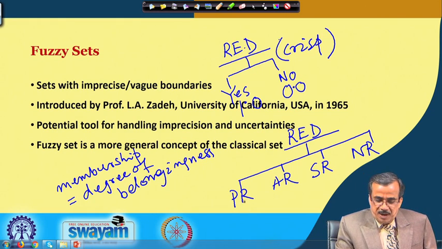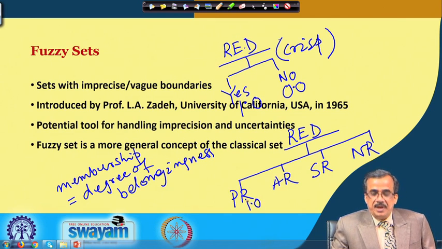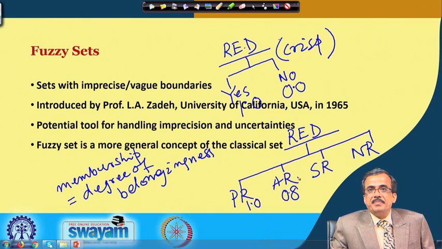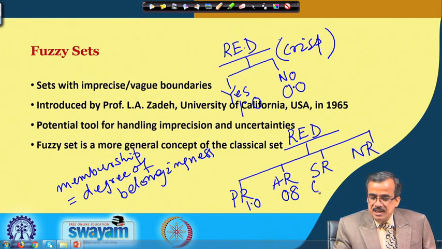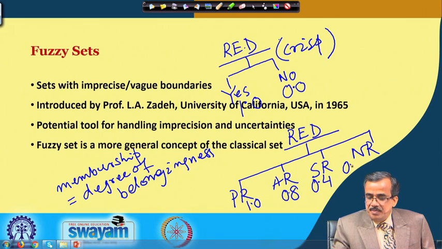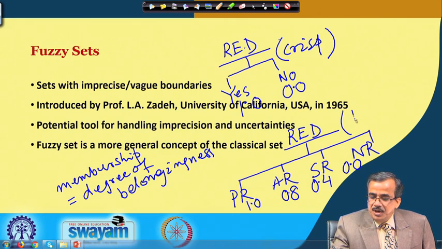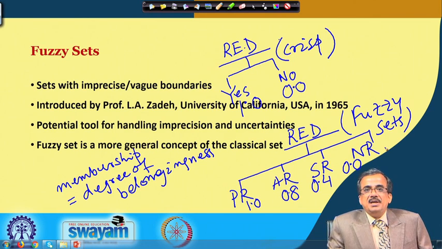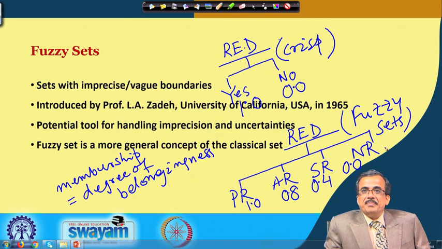Now, as I told, if it is perfectly red, then we say that it is red with membership function value 1.0, and if it is almost red, then it is called red with, say, membership function value 0.8. If it is slightly red, then it is called red with membership function value 0.4, and if it is not red, then it is red with membership function value 0.0. So, this is how we define the color red in fuzzy sets, and you can see this fuzzy set is a very practical way of representing this type of uncertainties, and that is why the fuzzy set has gained popularity.